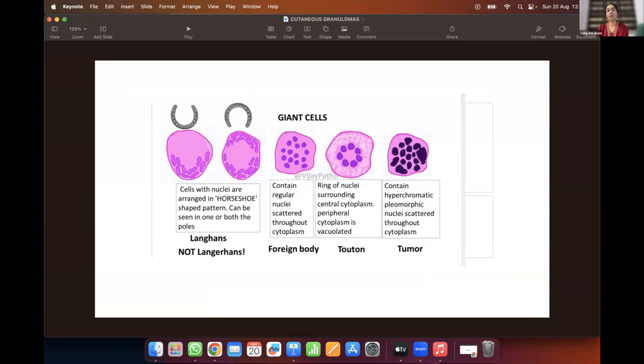The second one is a foreign body giant cell, where you see the nuclei scattered throughout the cytoplasm. The third one is the Touton giant cell. Here you see a central cytoplasm surrounded by a ring-like arrangement of nuclei, and surrounding that you see vacuolated cytoplasm. The next one is the tumor giant cell, where the morphology is almost similar to the foreign body giant cell, with nuclei scattered throughout the cytoplasm. But here, if you observe, the nuclei are hyperchromatic and pleomorphic. So these are all the different types of giant cells that we are going to come across.